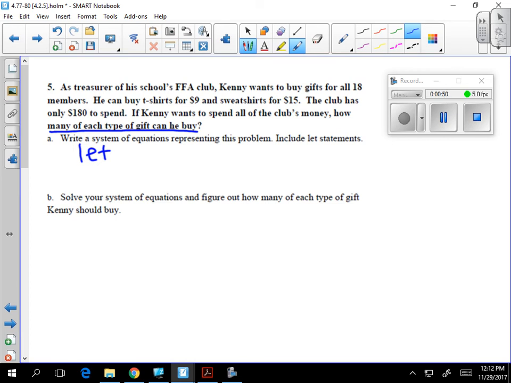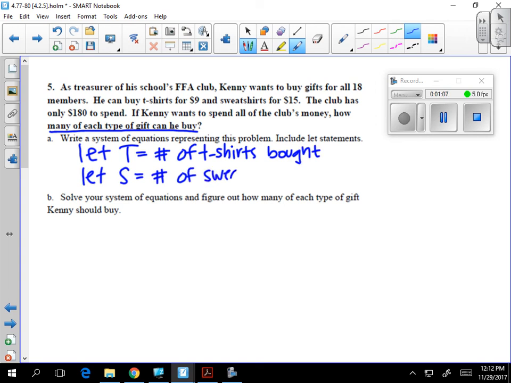So I'm going to let T equal the number of t-shirts bought, because that's what they want me to find. And they also want me to find the number of sweatshirts bought.